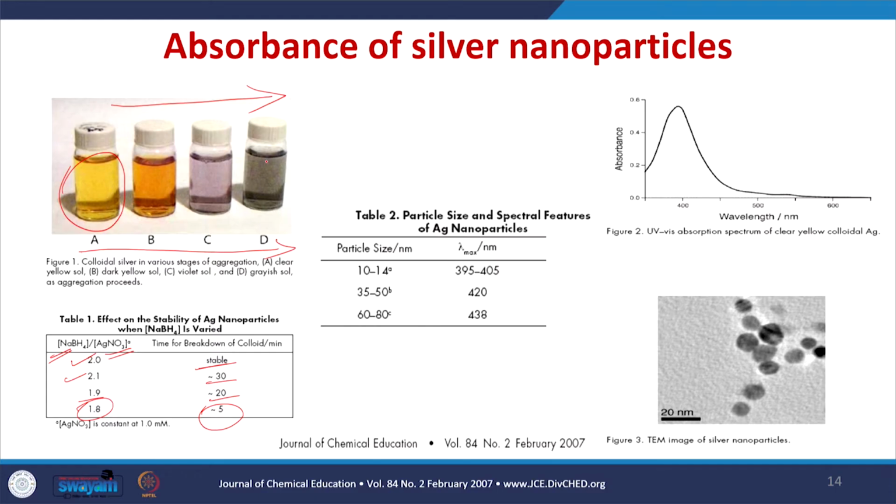And when we measure the absorbance of silver nanoparticles using the UV-visible spectrophotometer, you get the peak around 400 nanometer for silver nanoparticles. Based on the previous literature, we can get an approximate idea about the size. For example, if you are getting a peak around 420 nanometer, the size is between 35 to 50 nanometer. And the size of the silver nanoparticle can be confirmed by using the transmission electron microscope.